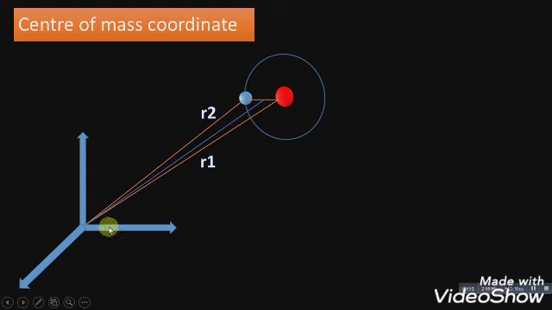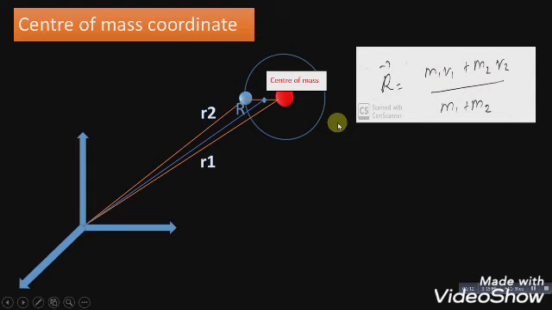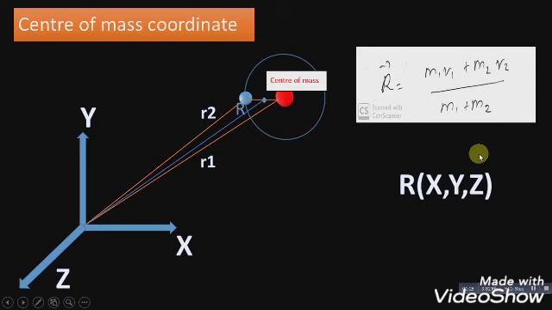We are drawing a vector from the origin of the coordinate system to the center of mass of the nucleus-electron system. So this will be our new coordinate, which will be called the center of mass coordinate, and it will be defined like this: m1 r1 plus m2 r2 divided by m1 plus m2. R is a vector, and also R will be a function of capital X, Y, Z, and this X, Y, Z will be labeled like this. So this is how the center of mass coordinate is defined.